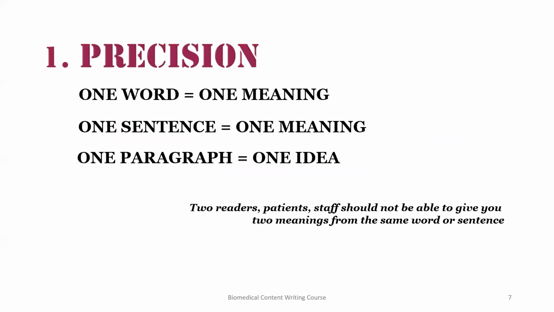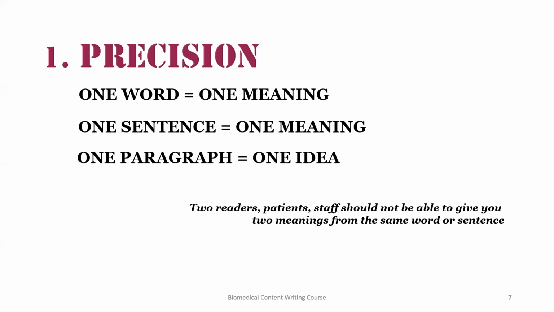Number 1 is precision. When we talk about precision in writing, it simply says that one word should have one meaning when it is in your writing. Every word has various meanings, but when you put a word in a context, that word should give only one meaning. One sentence should convey just one meaning, and one paragraph should give just one idea to the reader, so that your writing is not ambiguous.